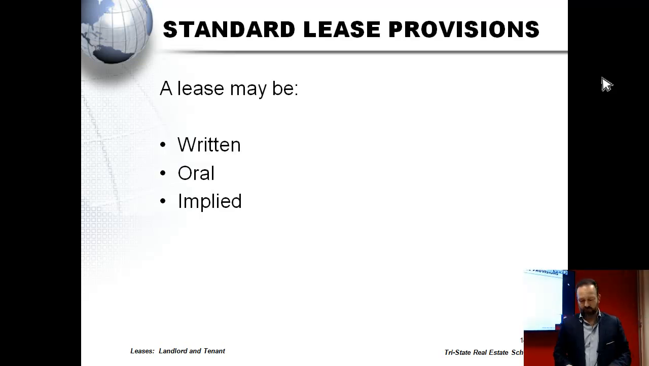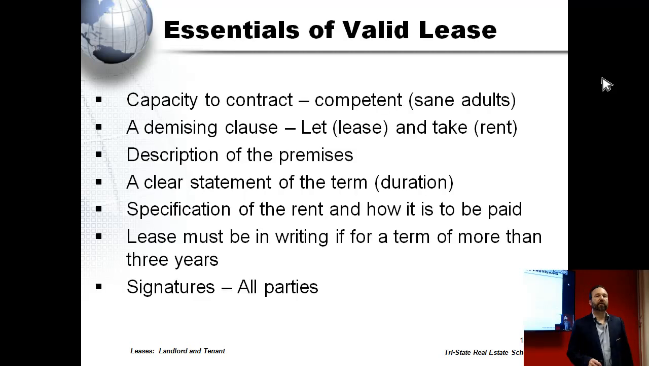Now, we talked about some lease provisions already, but a lease may be oral, it may be written, or it may be implied. We talked about the essentials of a valid contract under the contract section of our book. Now we're going to talk about the essentials of a valid lease.